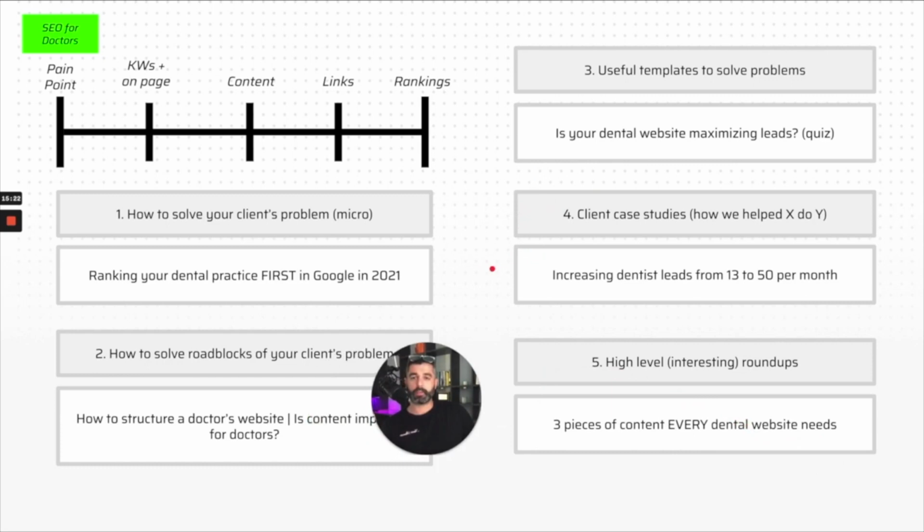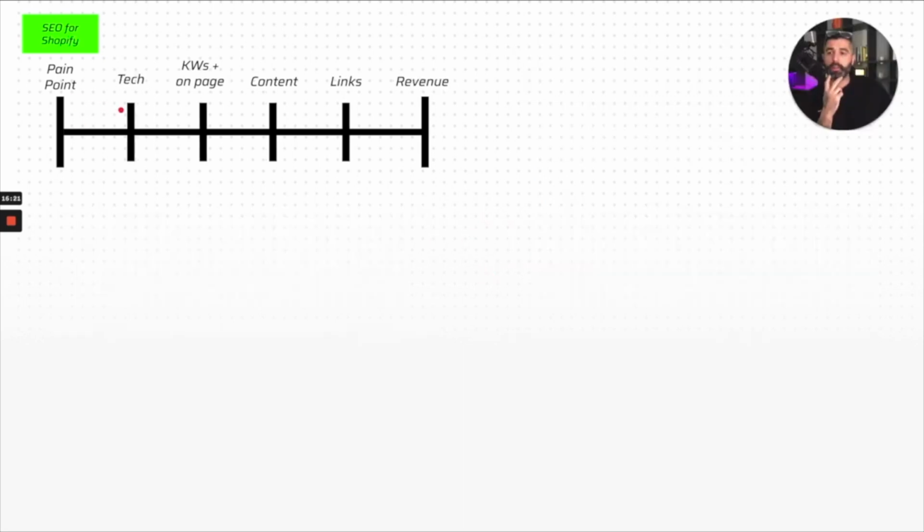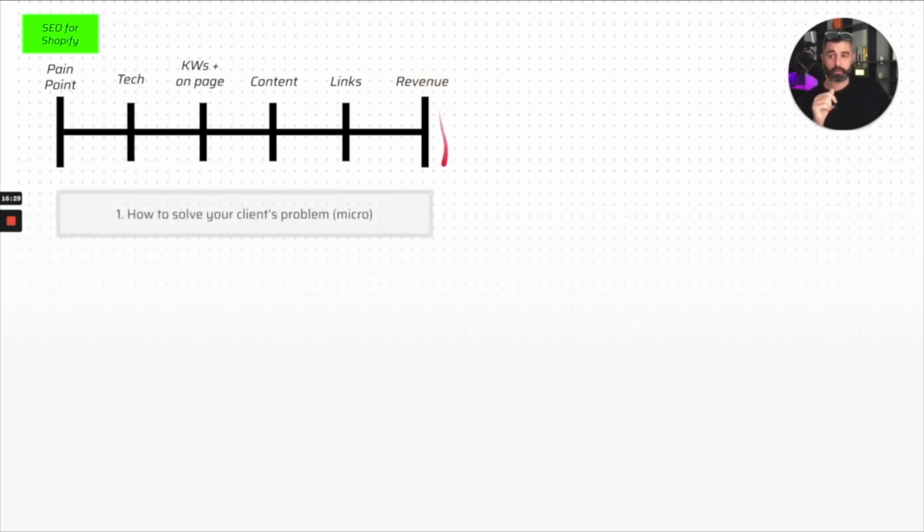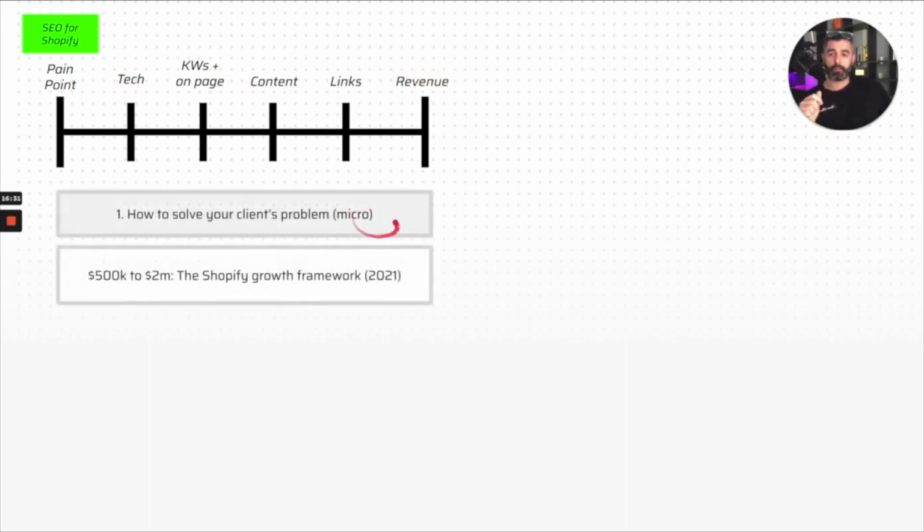So that would be SEO for doctors, just some kind of frameworks to go through content. So let's say you're doing SEO for Shopify stores. A little bit different here. There's a lot of tech work involved, keywords, on-page content, links, and then they care about revenue. So let's go into this one. How to solve their client problems is the micro one. 500K to 2 million, the Shopify growth framework for 2021.